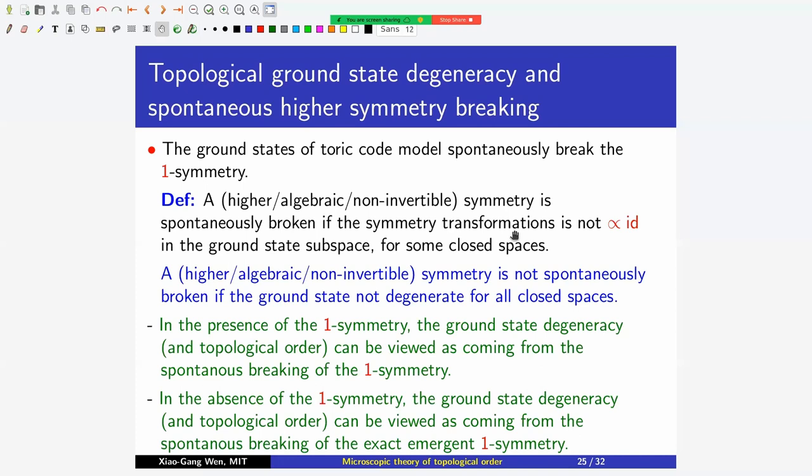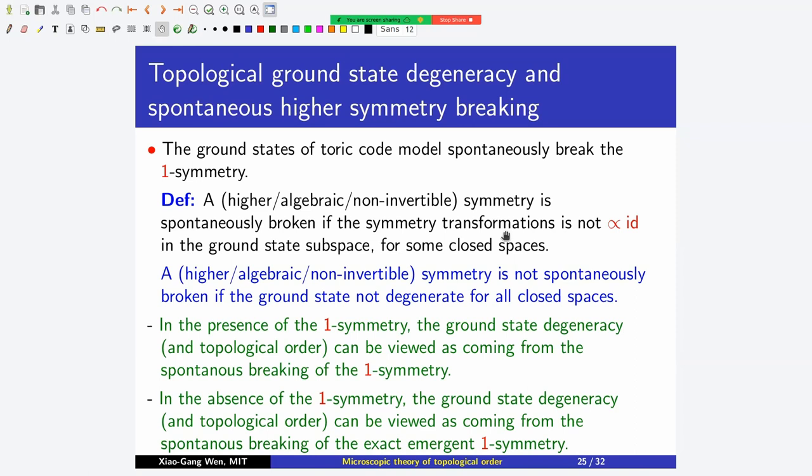So this is also a spontaneous breaking of a higher symmetry, and we also understand why the ground state degeneracy is exact, because the emergence of a higher symmetry is exact. So their spontaneous breaking also provides an exact ground state degeneracy. So there's another way to understand the robustness of a degenerate ground state: from the exact emergence of a higher symmetry. But this is not true for zero-form symmetry.